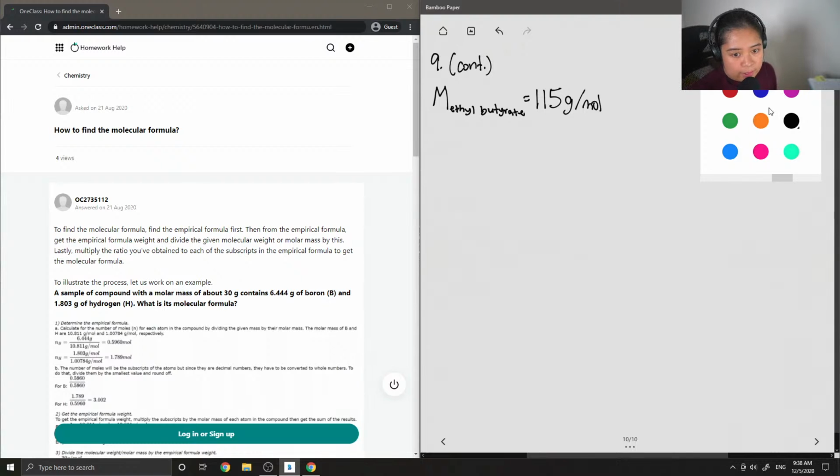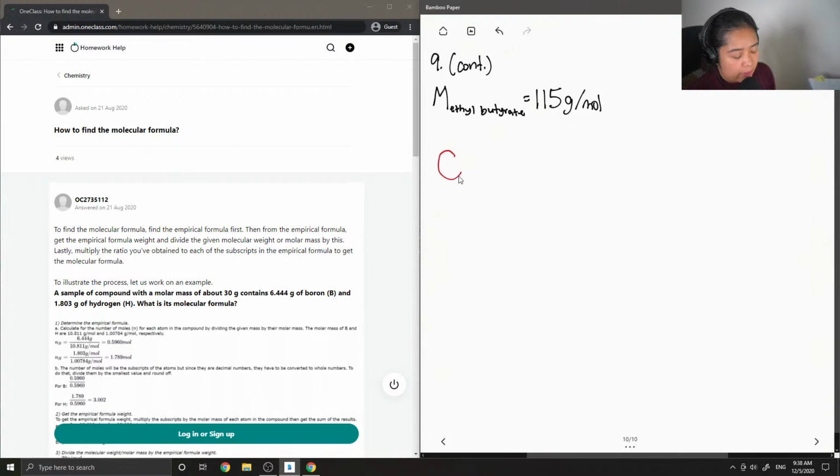Okay, so now that we know all the number of moles of carbon, hydrogen, and oxygen, we divide each of them by the lowest value.